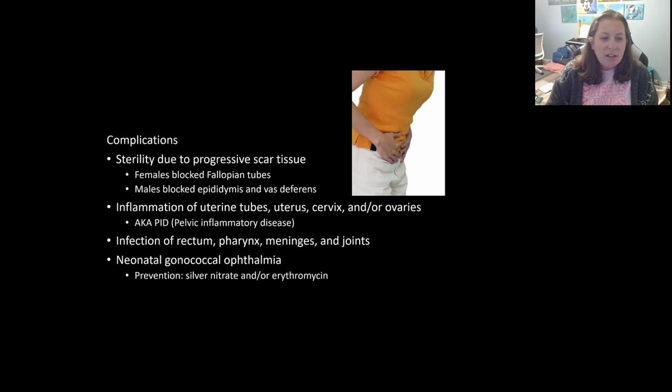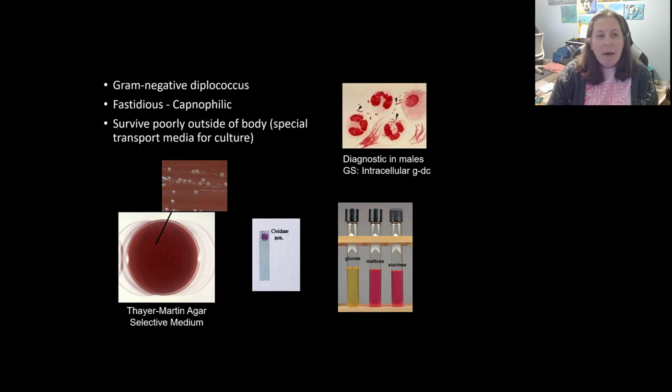And the main prevention here is that silver nitrate that they used to put on there as a cream. For the mom, they can also give a type of antibiotic, as well as the babies with erythromycin. Now, one thing about gonorrhea is it is a gram-negative diplococcus. So it has that diplo, where there's two of them, and they're the coccus shape, and they are gram-negative.